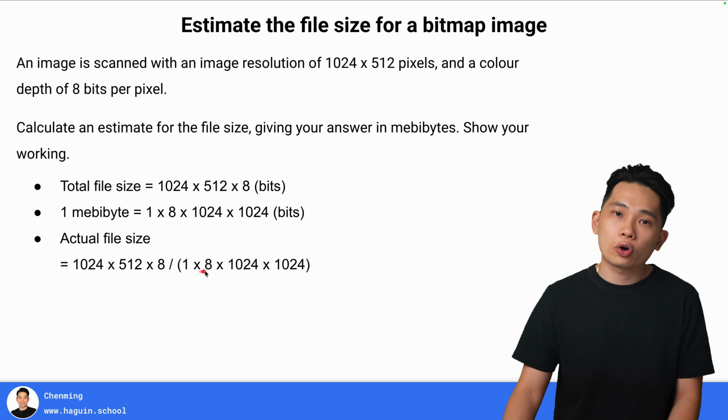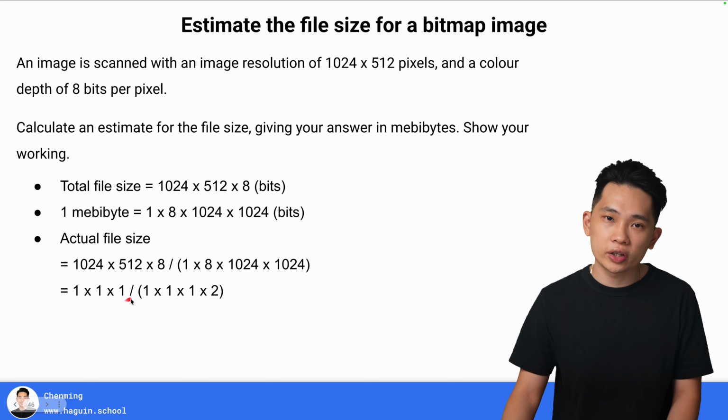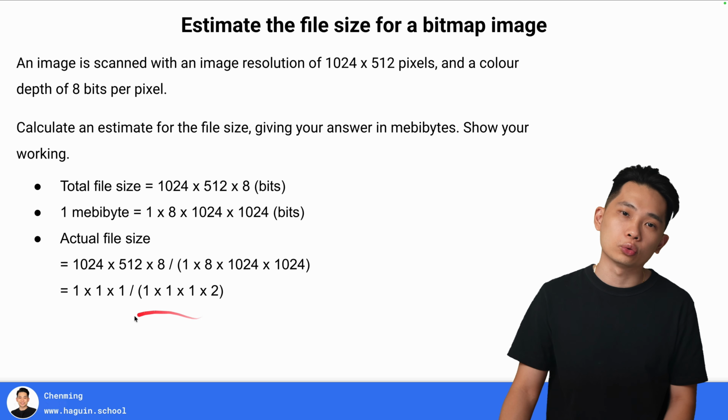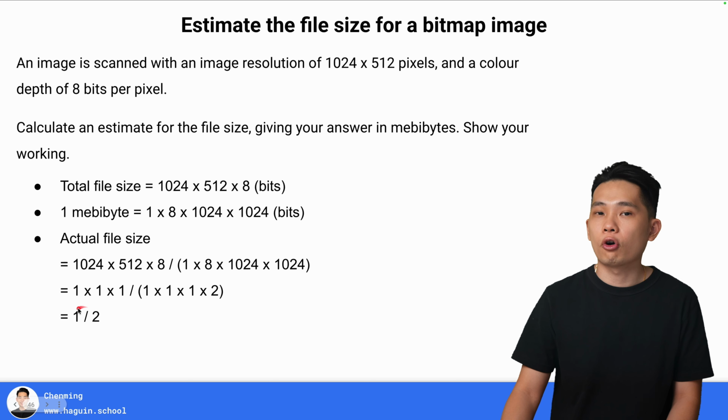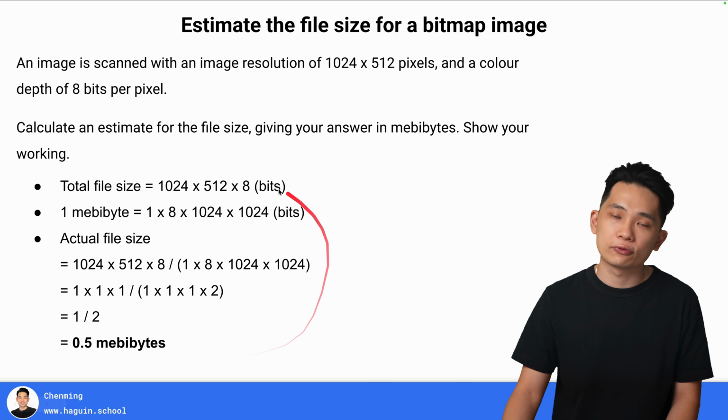And then 8 cross out with this 8 here, resulting in 1 and 1 here. Therefore, we will get 1 times 1 times 1 divided by 1 times 1 times 1 times 2, which is actually equal to 1 over 2 here. Therefore, the final solution will be 0.5 mebibytes for this question here.